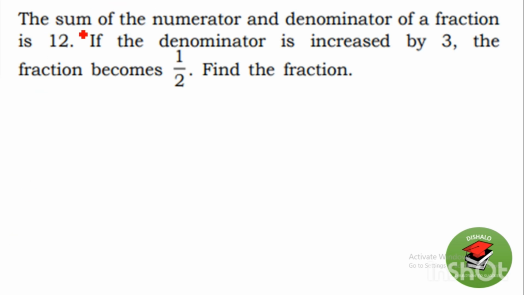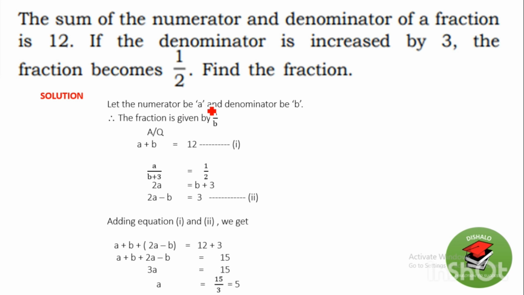The next one: the sum of the numerator and denominator of a fraction is 12. If the denominator is increased by 3, the fraction becomes 1 by 2. You have to find the fraction. Let the numerator be a and the denominator be b, so the fraction is represented by a by b. According to the question, the sum of numerator and denominator is 12, so a plus b equals 12. Mark it as equation number 1.